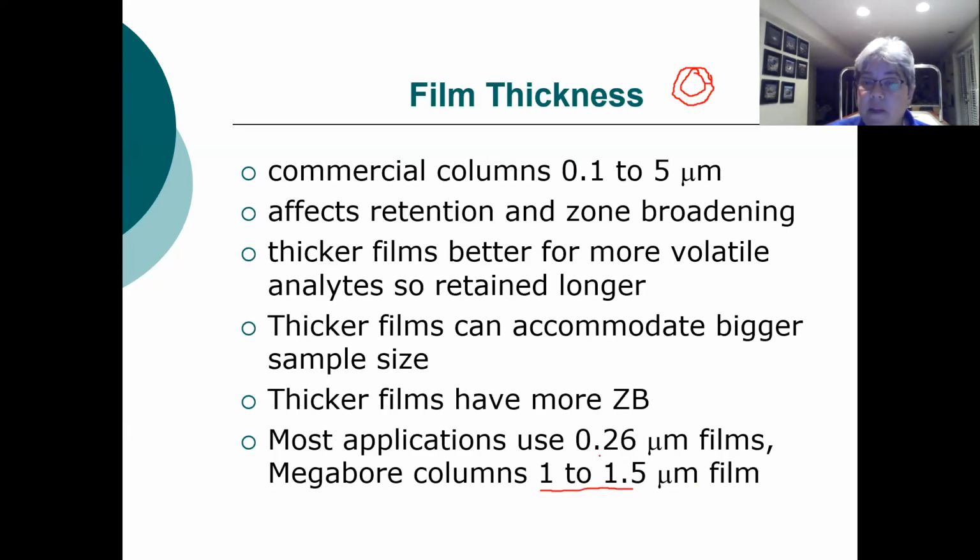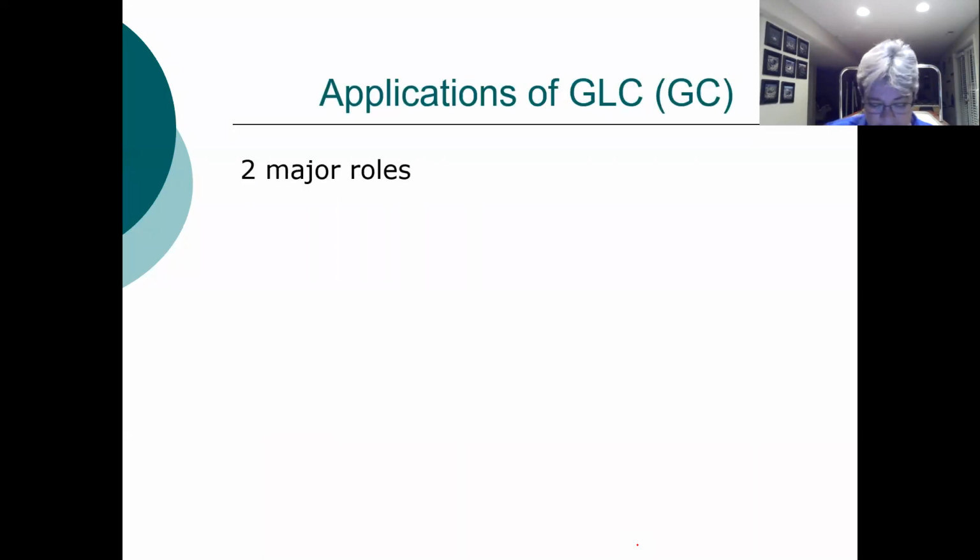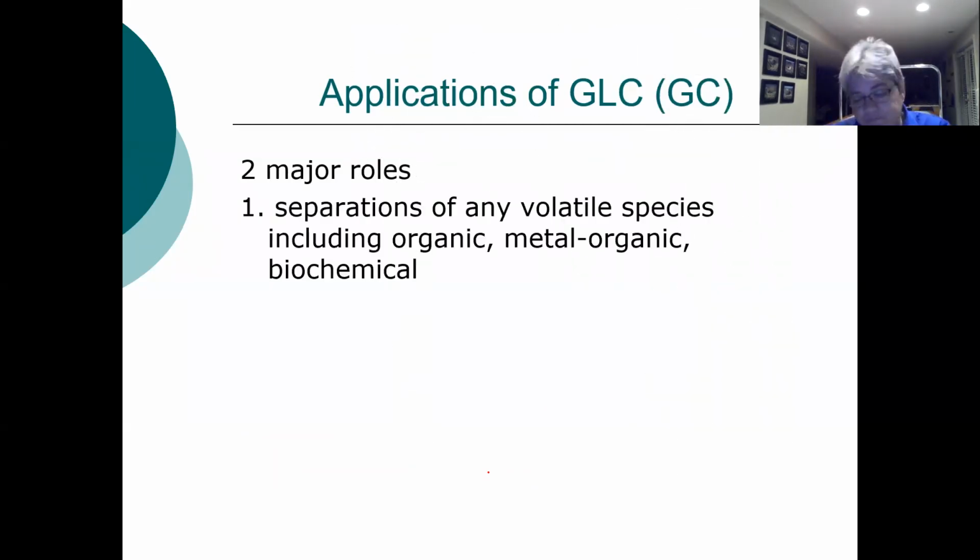The most common for the other columns, 0.26. Okay, so pretty thin coatings. All right, so finally, we just need to look at the applications for GC. And again, we're talking about the liquid stationary phases. So GC has two major functions.